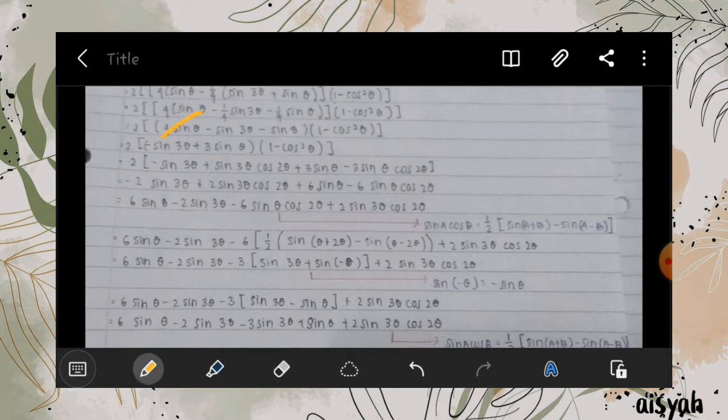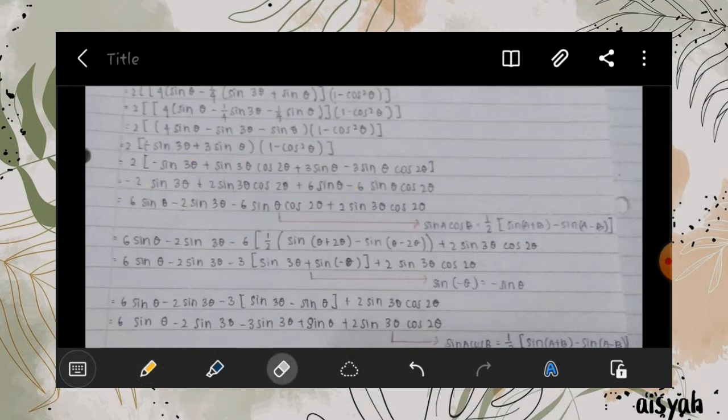Expand it with 1 minus cos square theta. We will get negative sin 3 theta plus sin 3 theta cos 2 theta plus 3 sin theta minus 3 sin theta cos 2 theta. Then we open the bracket and we will put the negative 2 in front of them. Then we will rearrange it by putting the 6 sin theta at front and then negative 2 sin 3 theta, negative 6 sin theta cos 2 theta plus 2 sin 3 theta cos 2 theta.